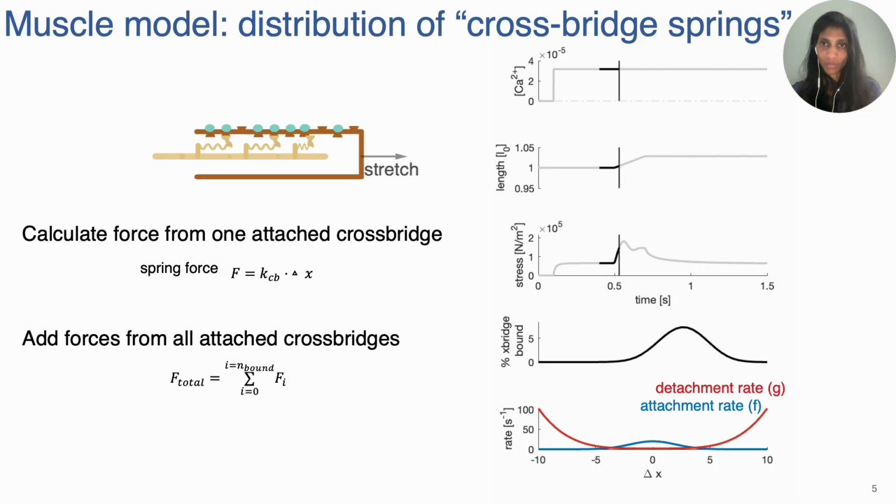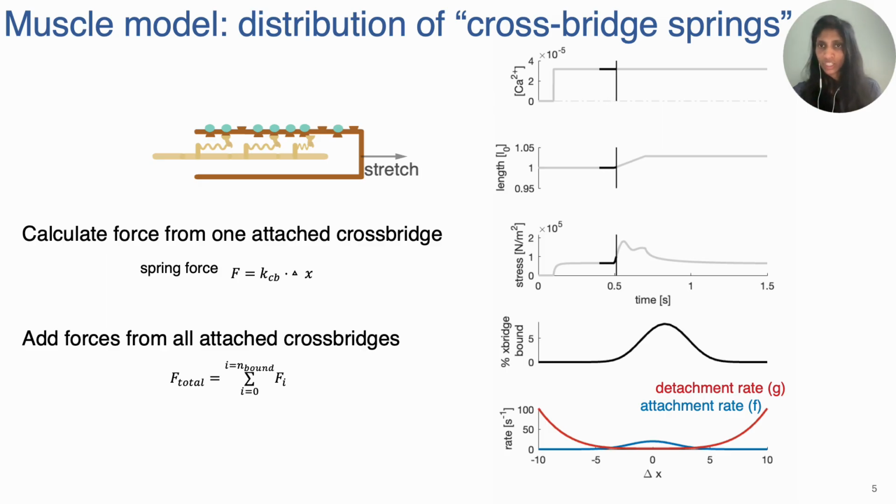So let's go back all the way to the beginning. So over here, you can see the time is changing, but the length is fixed. So in row 2, the length is fixed. And in row 3, you see that the force is also constant. I'm going to use force and stress interchangeably, assuming that we have fixed cross-sectional area. And now, because everything is at steady state, the cross-bridge distribution has also not changed.